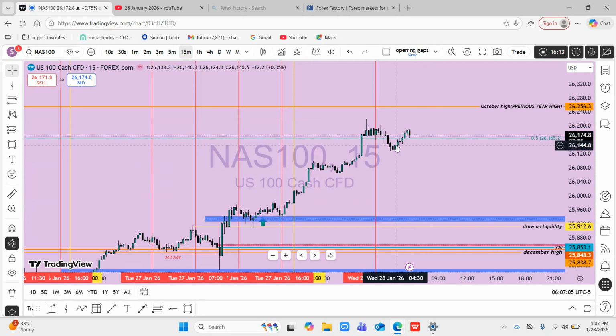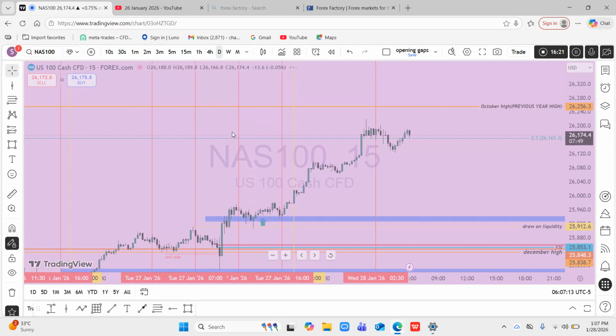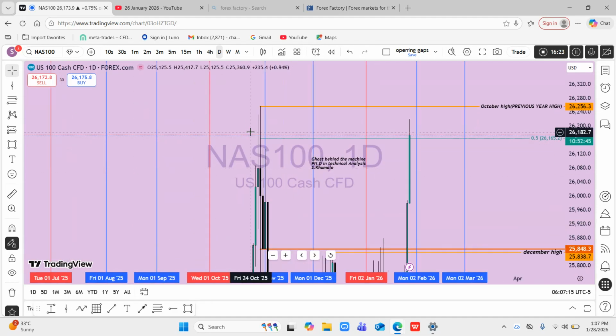Now, where is this 50% coming from? It's from the daily chart. The daily chart is the consequent encroachment of this daily high.